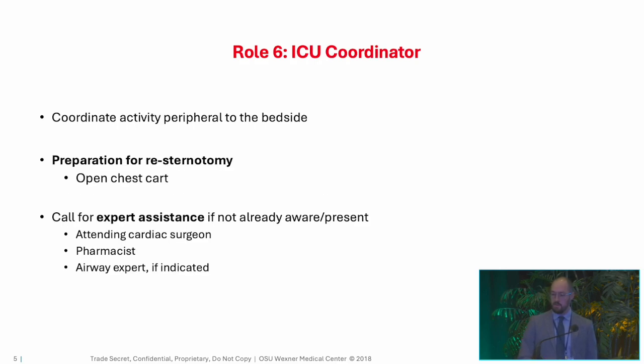Okay, role number 6 is the ICU coordinator. So this is the person who is coordinating activity peripheral to the bedside. Personally, if I'm running a code like this, I usually just figure out, and it usually ends up being someone like the charge nurse in our scenario, who knows the personnel well. I usually just figure out who that is, and I say, hey, get 2 people ready to open the chest. So that's going on in the background while I'm doing the rest of the things. This is also the person who's coordinating, someone needs to call the attending surgeon and let them know what's going on so they can be on their way to the bedside, because obviously the sooner they get there, the sooner things can be under better control.